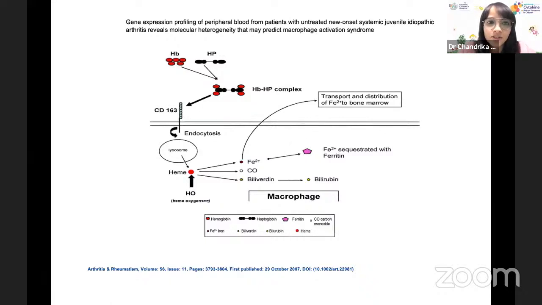Now, as you can imagine, when there is increase in lysis of the red blood cells, there is increased production of free hemoglobin, and as we go down the pathway, this results in increased ferritin levels. Now, there is a lot of debate as to whether ferritin is just an epiphenomenon reflecting ongoing inflammation and hemolysis, or whether ferritin itself contributes to ongoing pathogenesis. And this was actually well discussed yesterday by Dr. Ramanan as well.